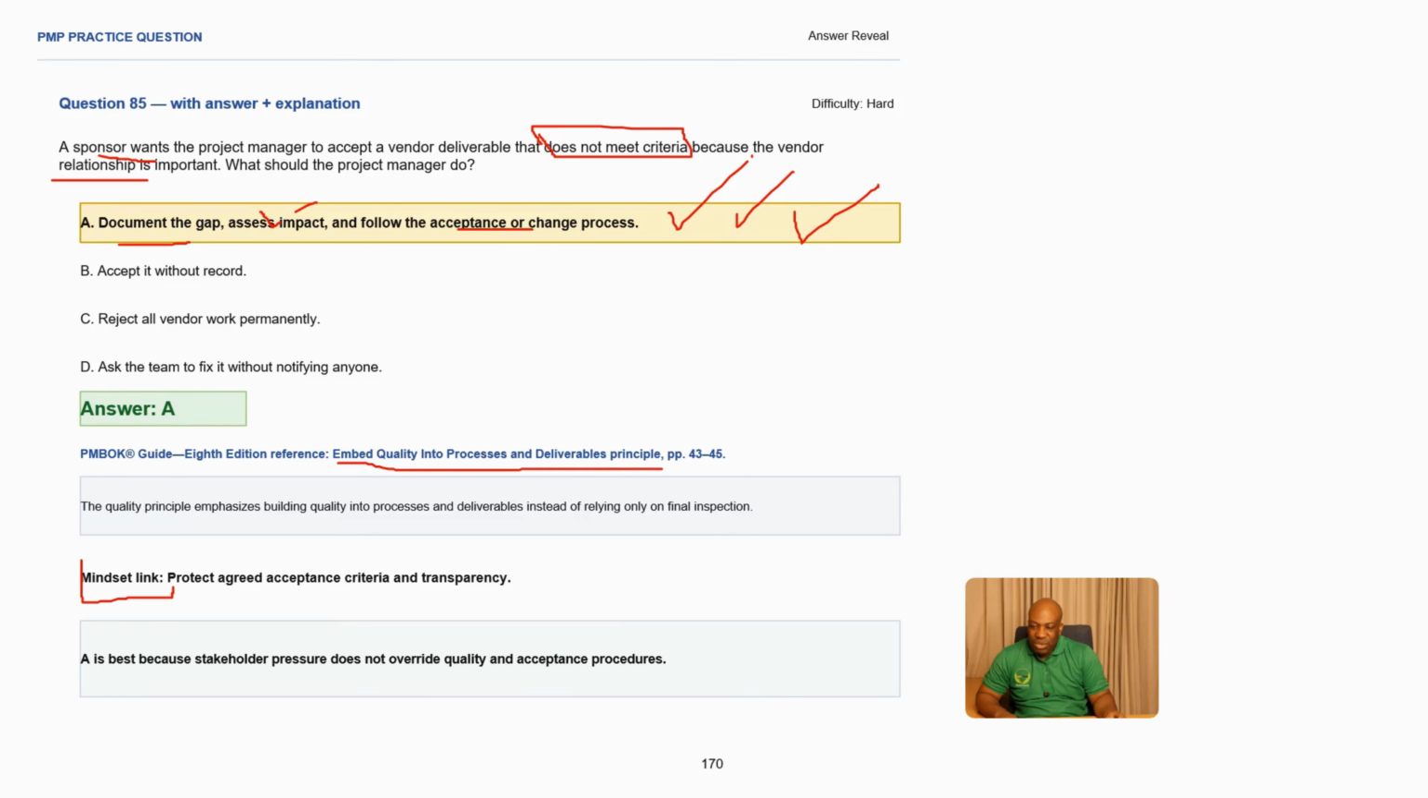Our mindset here is to protect agreed acceptance criteria and transparency. Remember, this is not meeting criteria here. So the good mindset as a project manager is to protect what has been accepted earlier as an acceptance criteria. All right, making A the best answer because stakeholder pressure does not override quality and also acceptance procedures.